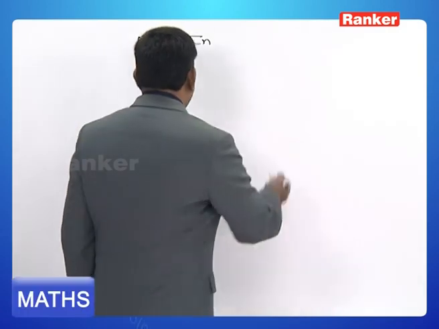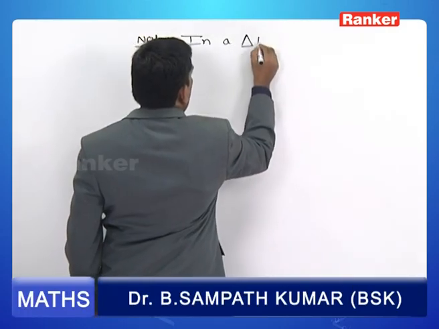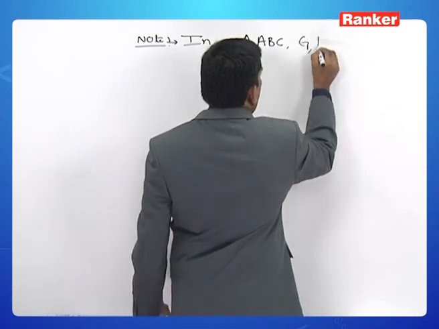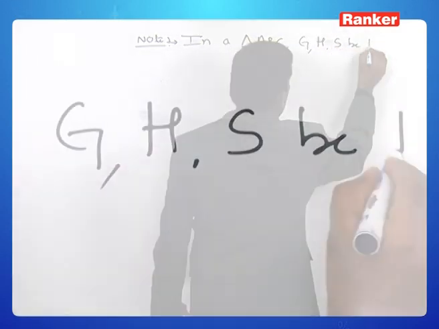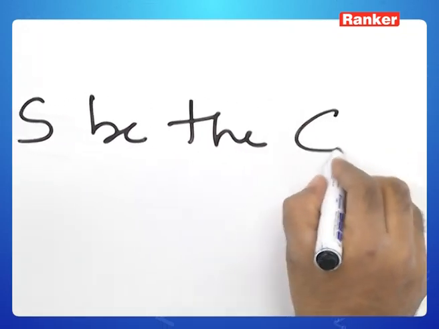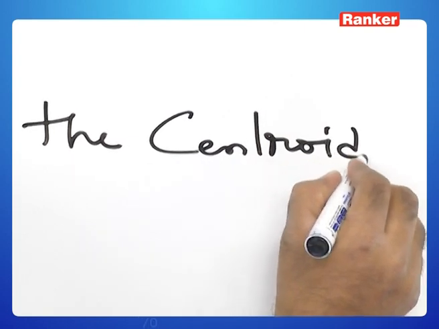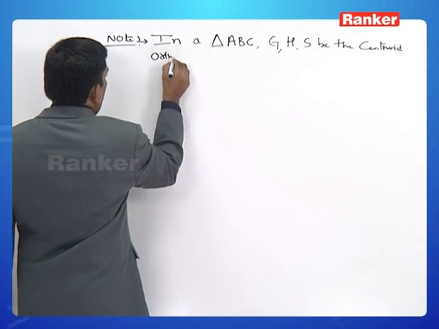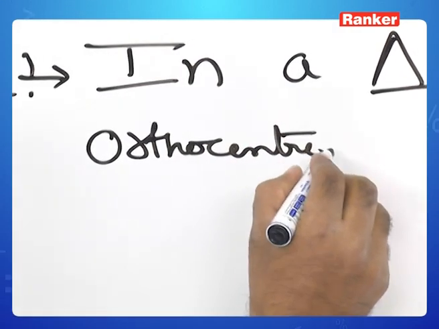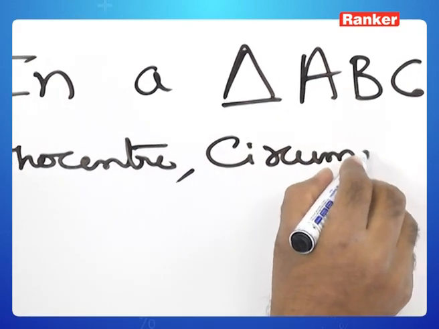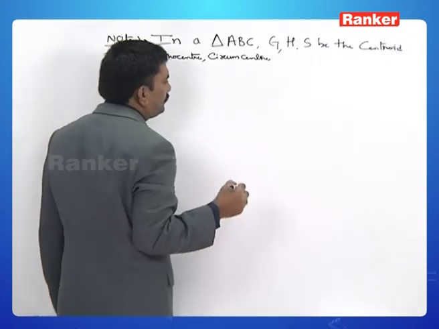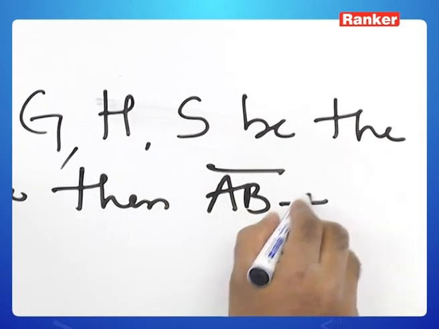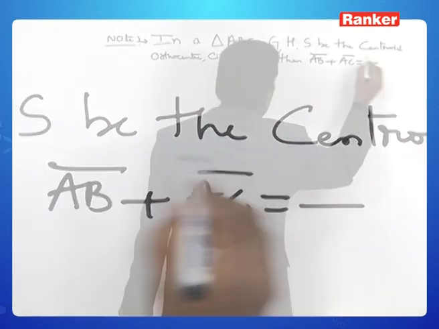In a triangle ABC, let G, H, S be the centroid, orthocenter, circumcenter, then AB bar plus AC bar is equal to dash.